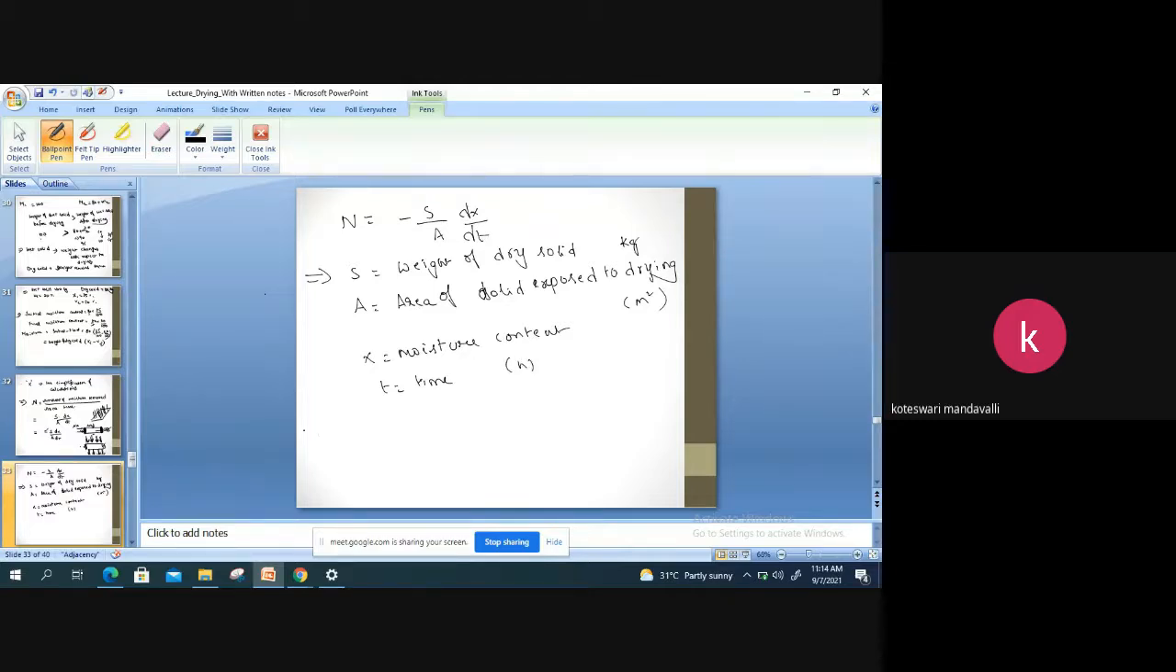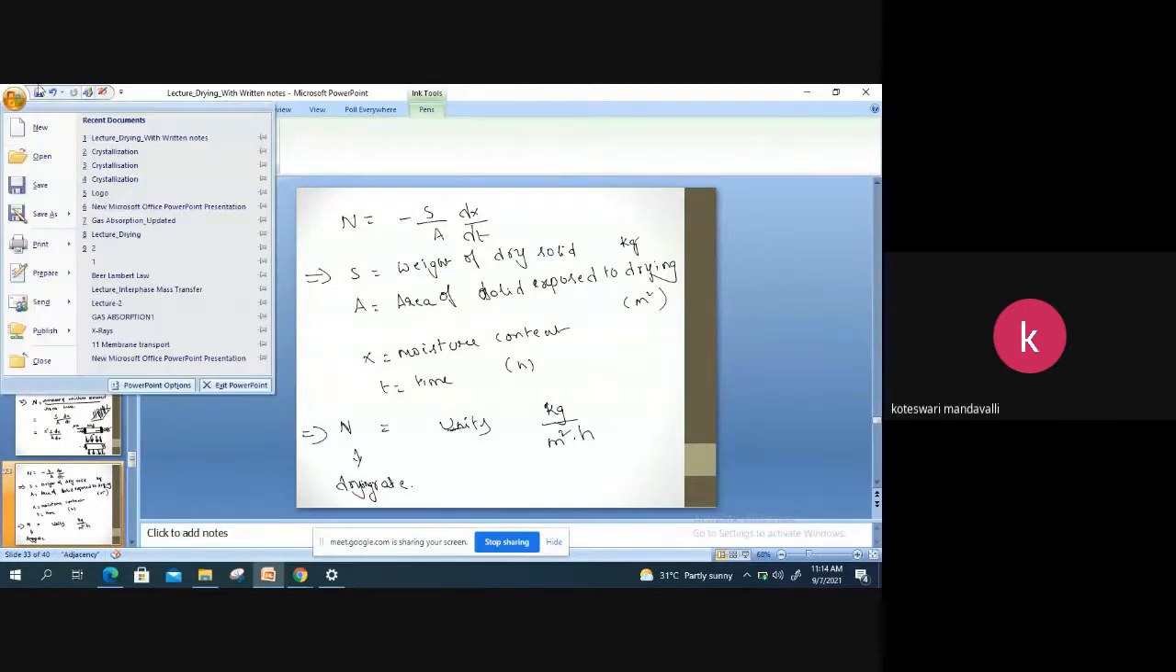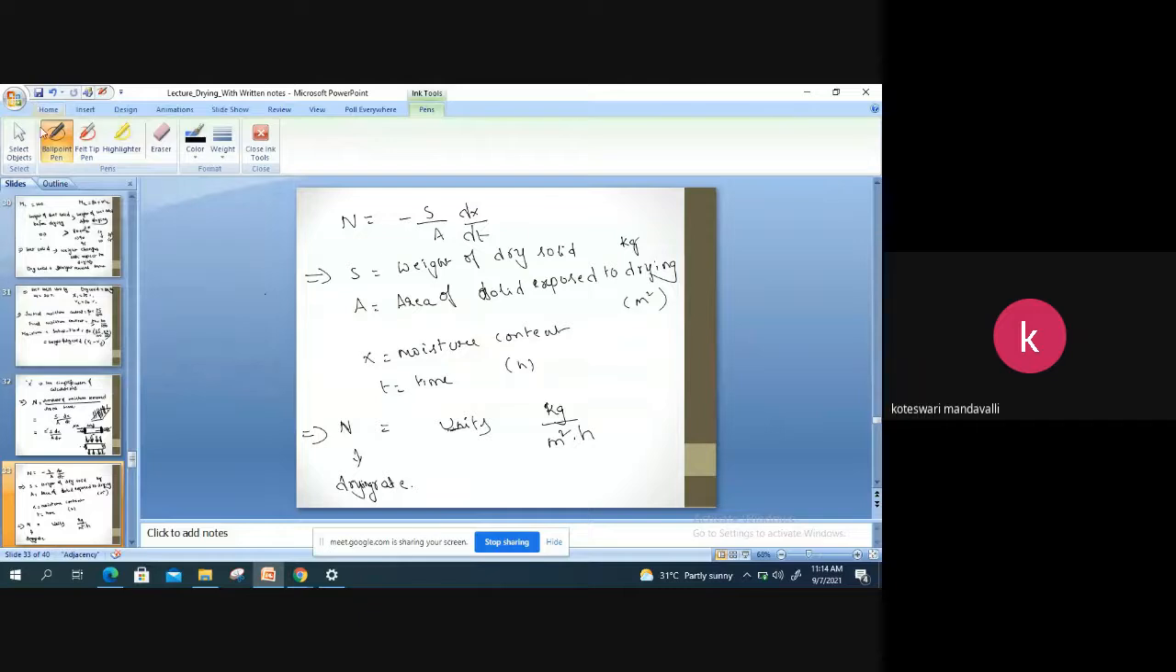So N has a value in terms of kg per meter square per hour. So the units are kg per meter square per hour. Generally this is called the drying rate. Now we will see some curve and then we will see some derivation.